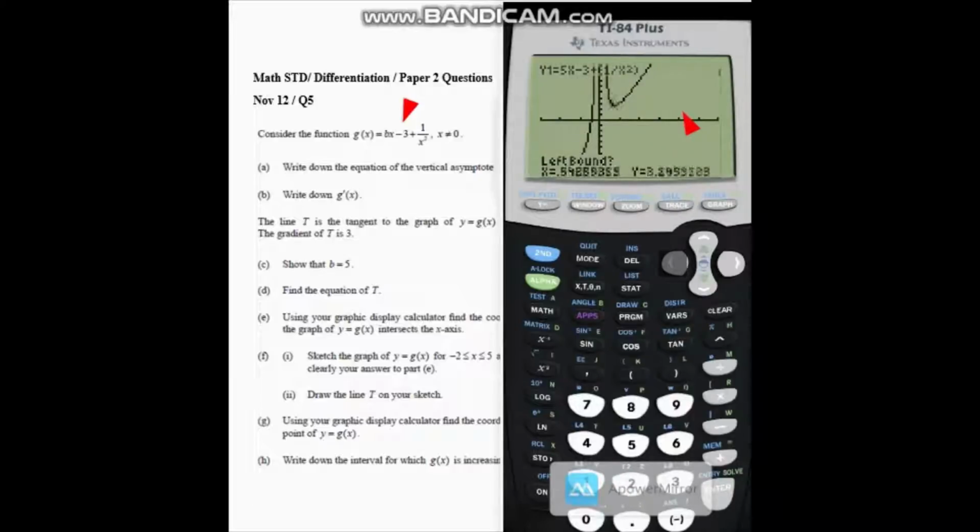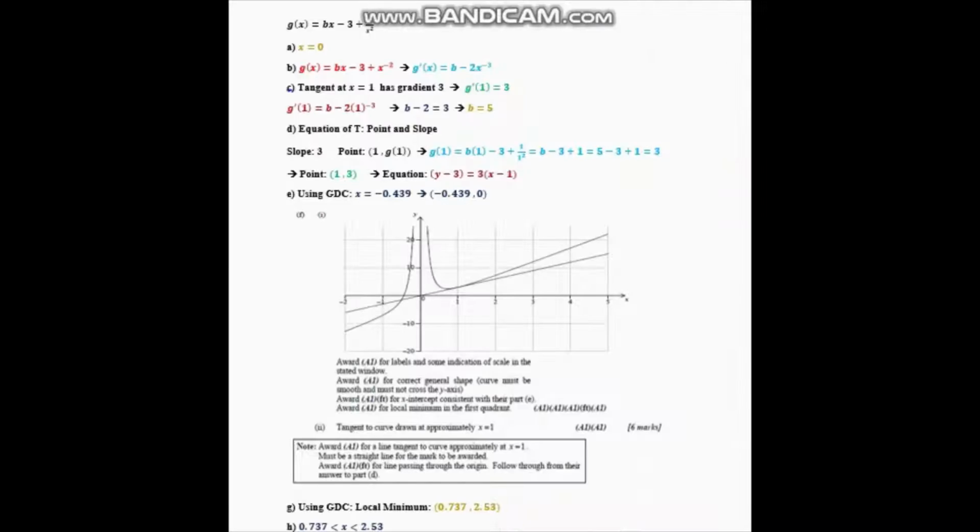I know that the point where the curve crosses the x-axis is roughly somewhere here. So my left bound shall be somewhere here, my right bound there, and my guess right there. So the calculator tells me that the x-intercept exists at negative 0.439, which is this number. Hence, this is my point where the curve crosses the x-axis.